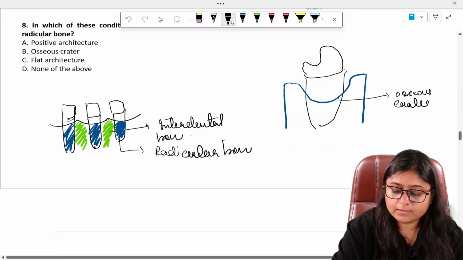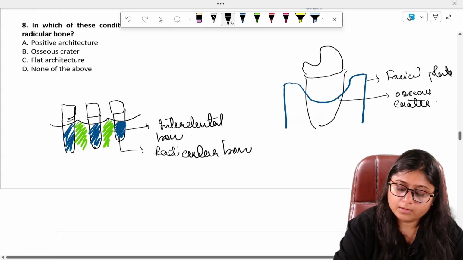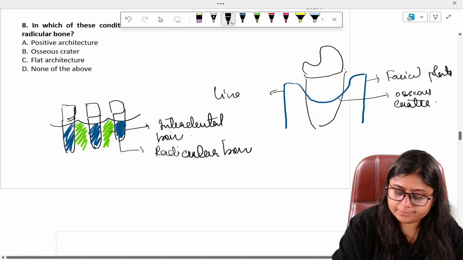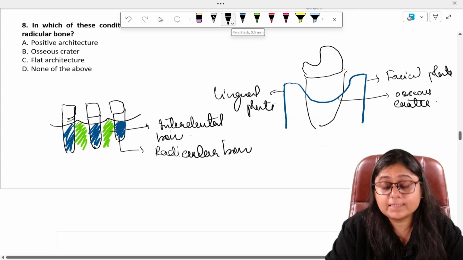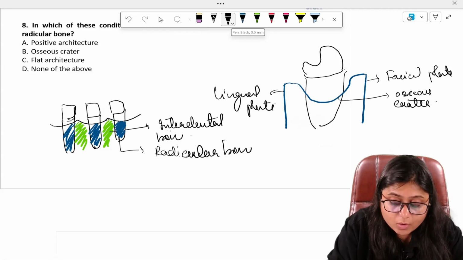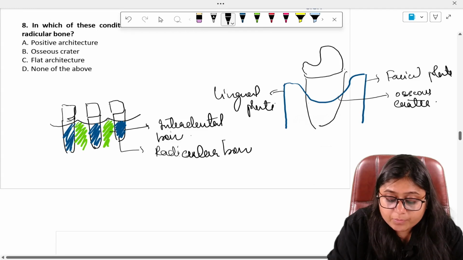Osseous crater. This is the facial plate. This is the lingual plate. Now, if both of these plates, facial and lingual, are intact and there is only loss of this interproximal bone, or the bone covering the root surface, which is the radicular bone.